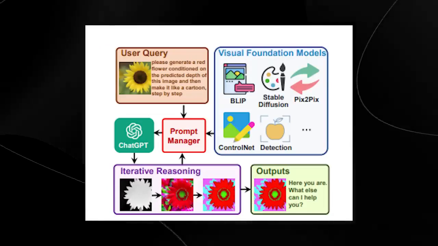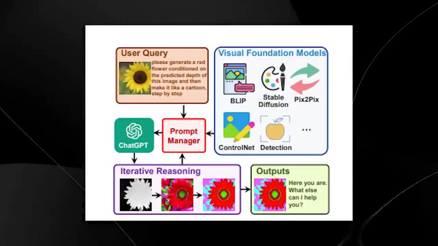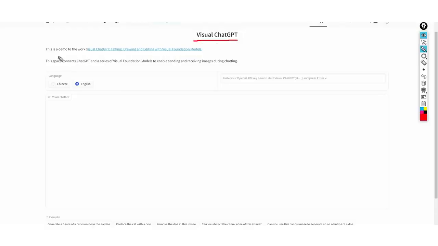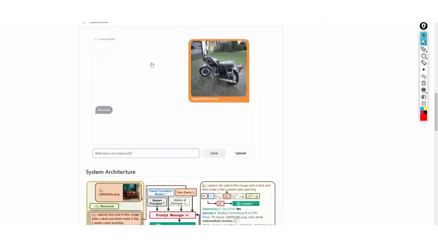So what are some of the examples, and what exactly does this look like when we're actually using it? So this is Visual ChatGPT. You have to understand that this is only a demo, so I'm not sure if this is the full-fledged one, because it does say that this is a demo of the work Visual ChatGPT: talking, drawing, and editing with visual foundation models. And of course, there are many examples. All you need to do is paste your OpenAI key here, and I'm going to show you the examples that I've done when using this, because it's pretty cool and gives us a tease of what to expect with GPT-4. But first, let's take a look at some of the examples we have right here.